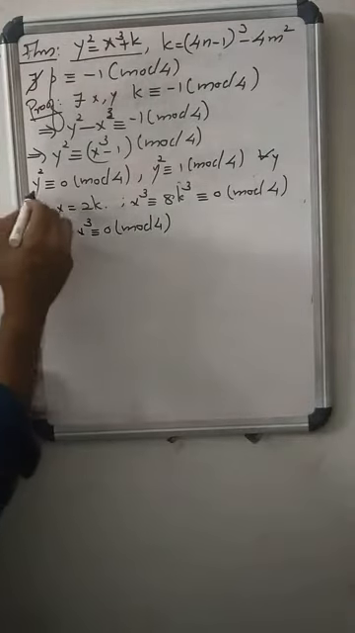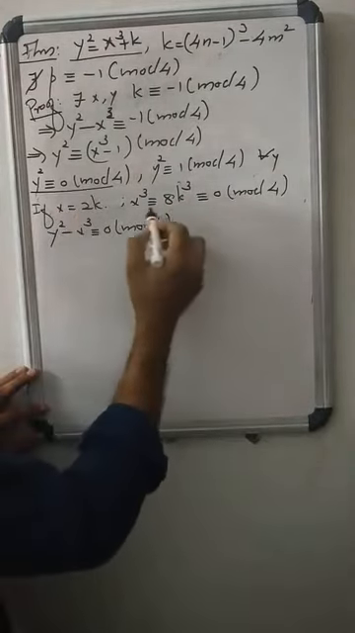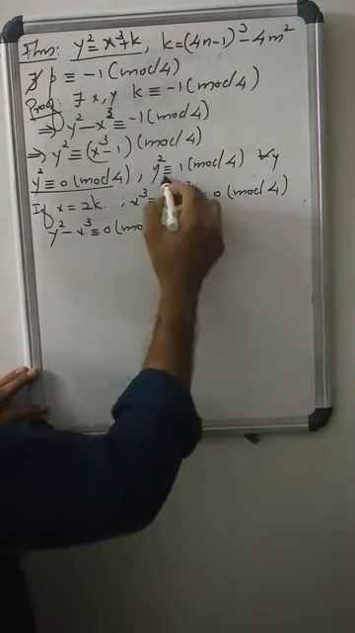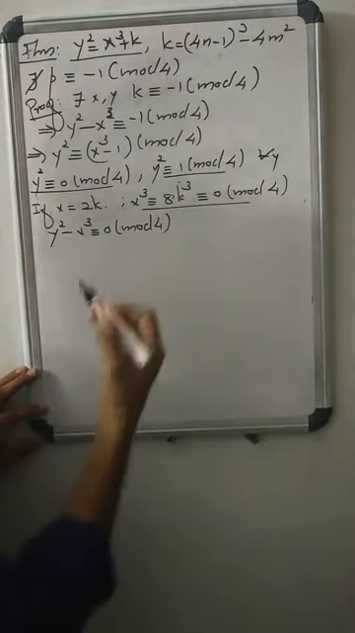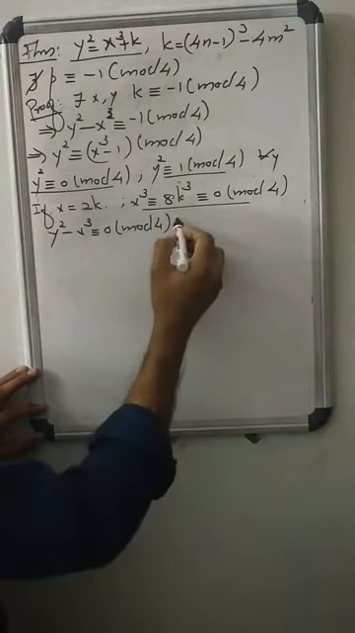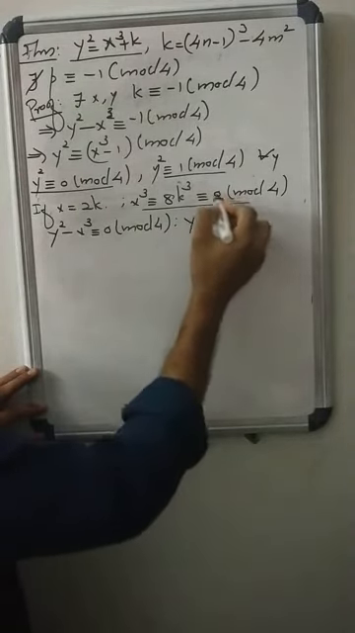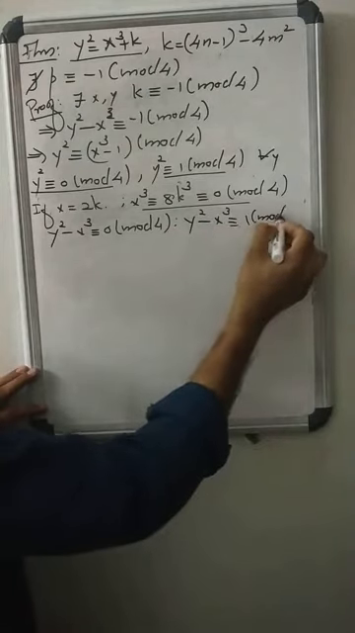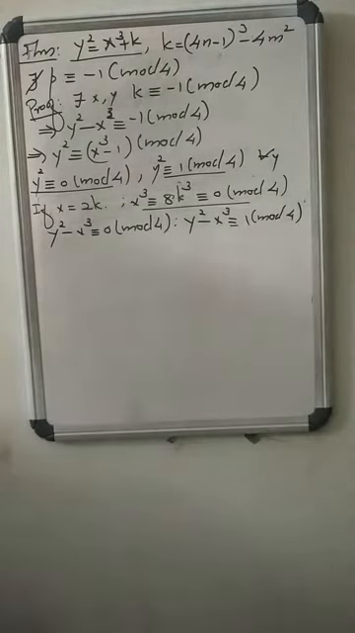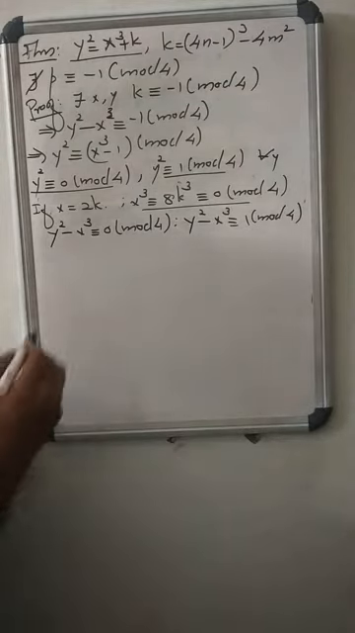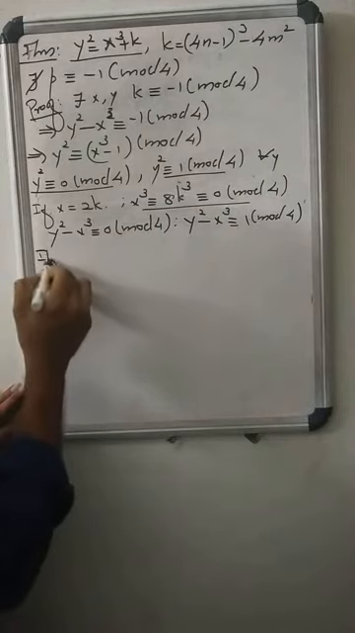Again, y square congruent to 1 mod 4 and x cube congruent to 0 mod 4. Also, you have y square minus x cube congruent to 1 mod 4. Enough. So, combining, either y square minus x cube is congruent to 0 mod 4 or y square minus x cube is congruent to 1 mod 4. Agreed.